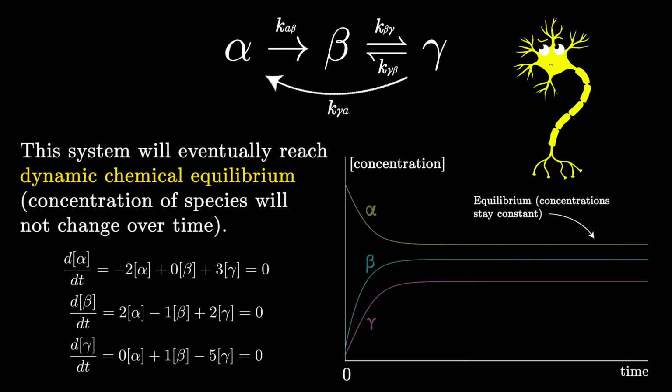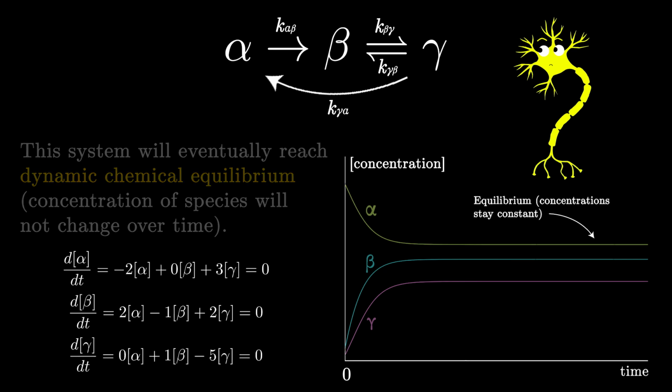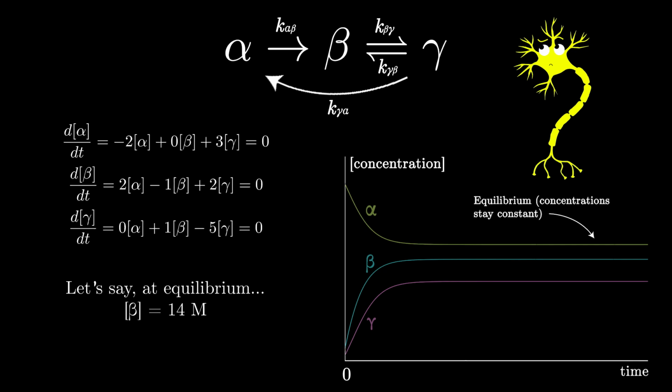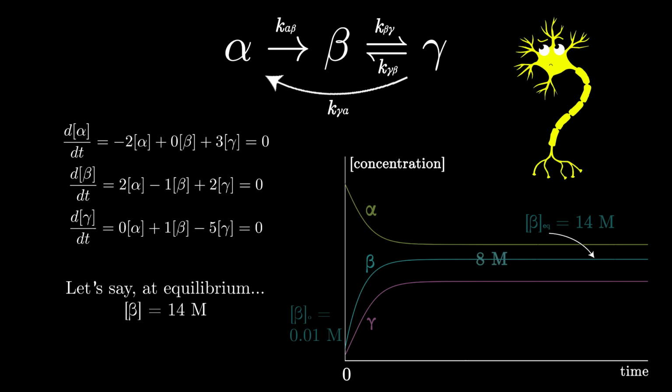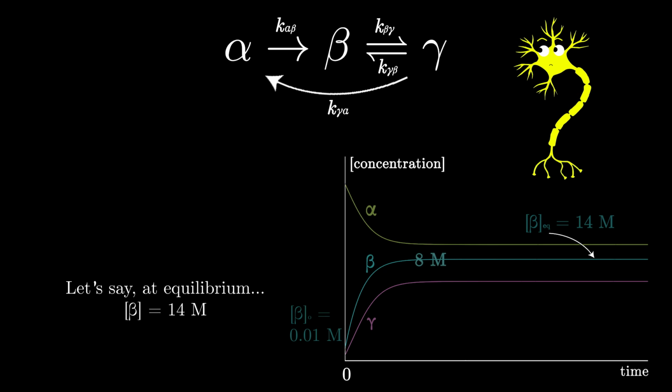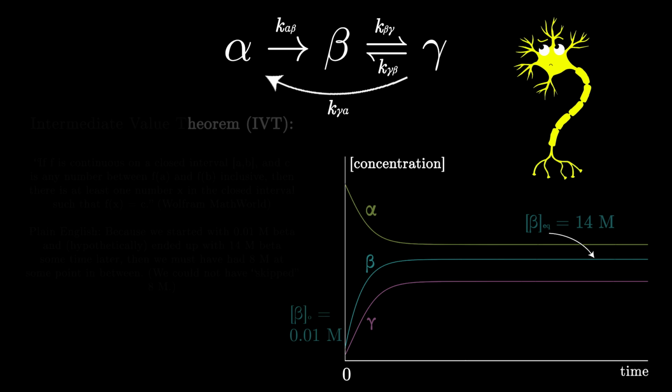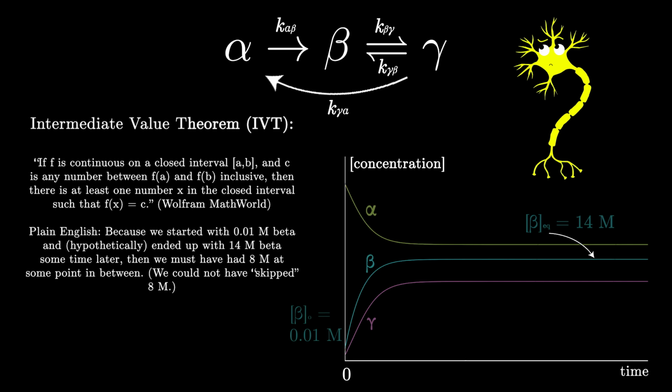Well, let's say that we perform our calculations and find that at equilibrium, the concentration of beta is 14 molar. Well, since we started with only 0.01 molar of beta at the beginning and managed to get 14 molar of beta sometime later at equilibrium, that means that the concentration of beta must have been at 8 molar at some point in between. We will use this principle, which in calculus is called the Intermediate Value Theorem, to see if there will be 8 molar of transcription factor beta at any given point in time.